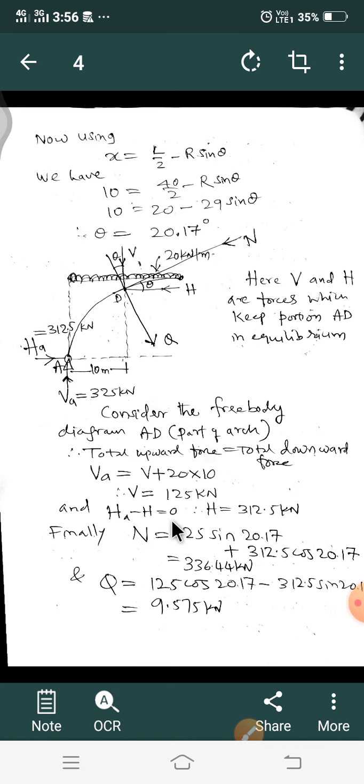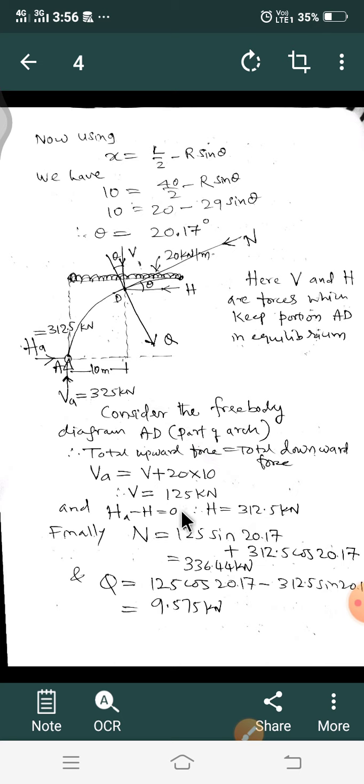And HA minus H is equal to 0. For this free body diagram to be in equilibrium, this force and this force must balance each other. Then only this free body diagram will be in equilibrium. So HA must be equal to H. That is why I am able to find the H value, because HA is known to us, 312.5.